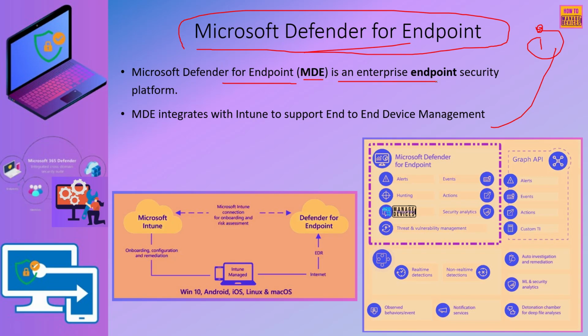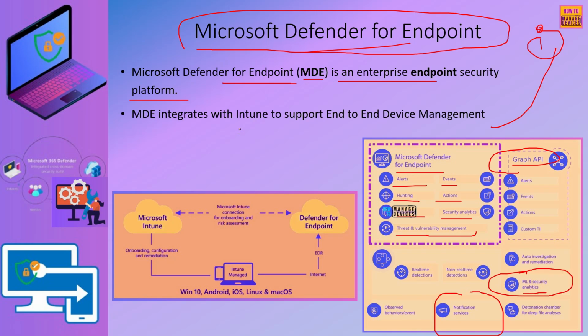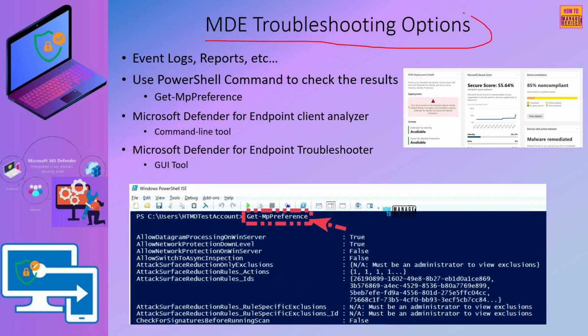MDE is an enterprise endpoint security platform. It provides alerts, events, you can do hunting actions, reporting is also available, and security analysis is also available. Threat and vulnerability management is one of the key pillars of MDE, and it has connectivity with the Graph API for automation, and it provides a notification service, etc. This is a quick diagram which shows the connectivity between the endpoint and the endpoint cloud solution and then Microsoft Intune.